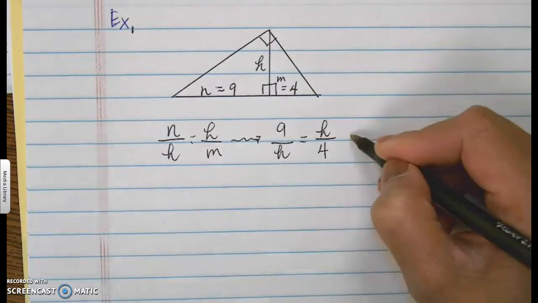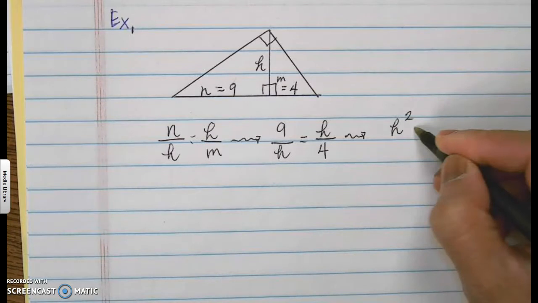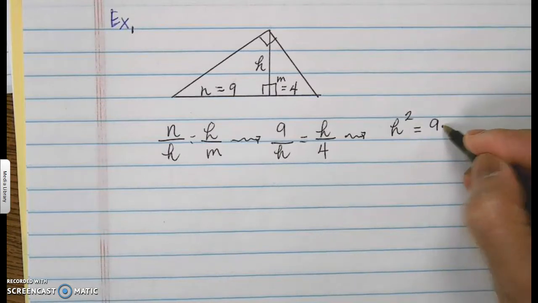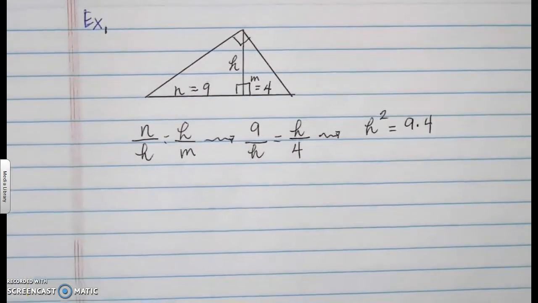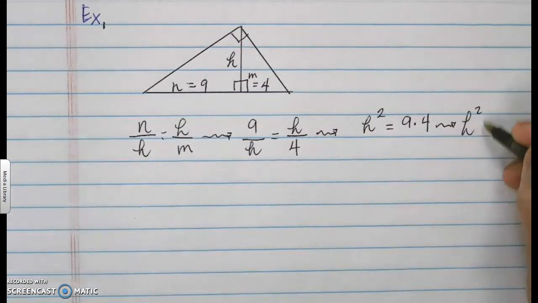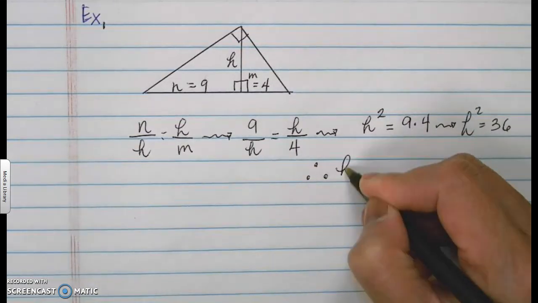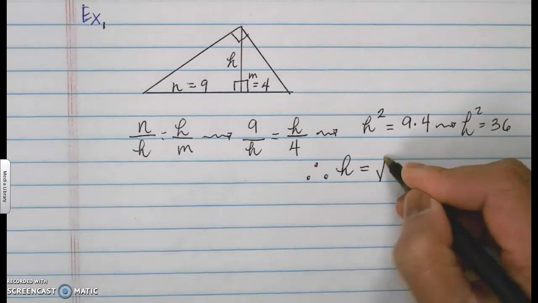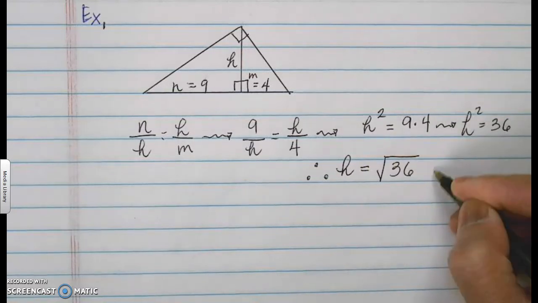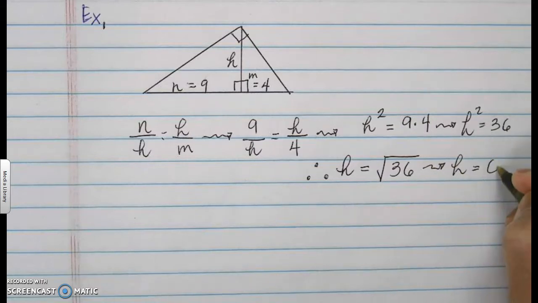And that is going to look like h squared is going to be 9 times 4. h squared is 36. Therefore, my h is the square root of 36, which in this case, h is 6.